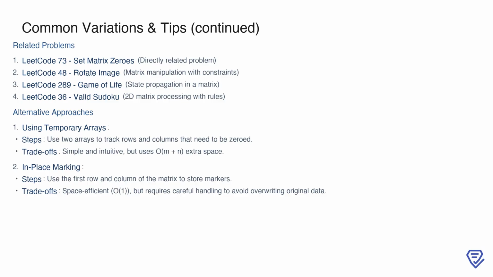When solving set matrix zeros, there are also alternative approaches to consider. Using temporary arrays to track rows and columns that need to be zeroed is simple and intuitive, but it incurs an O(m+n) space cost. On the other hand, in-place marking uses the first row and column of the matrix to store markers, achieving O(1) space complexity. However, it requires extra care to avoid overwriting original data, making it slightly more complex to implement.